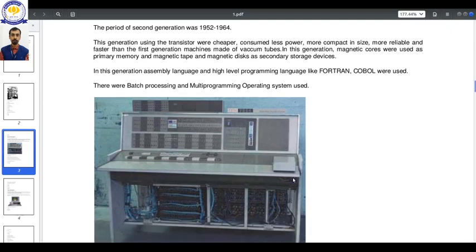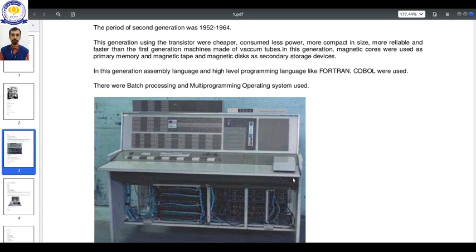So in this second generation, the use of transistors became possible. With the use of transistors, the size of the device was reduced and it consumed less power. The device became a little more compact in size. It became more reliable and faster than the first generation machine.